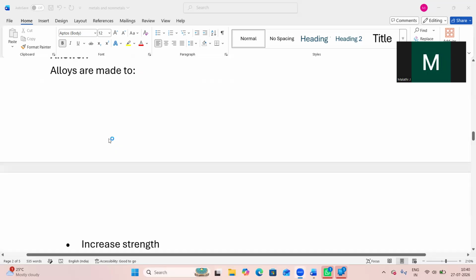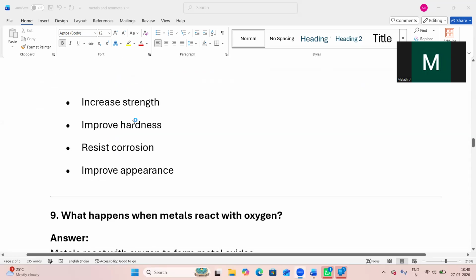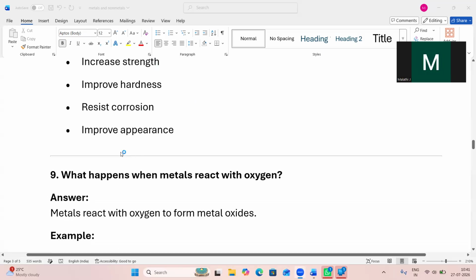So if you make an alloy, what will happen? It will increase the strength of that metal, improve the hardness, resist corrosion, and improve the appearance. The shine will last when it reacts with moisture and air. It gets more strength, more hardness, and it will avoid corrosion.